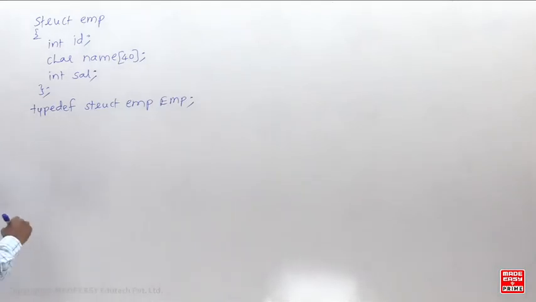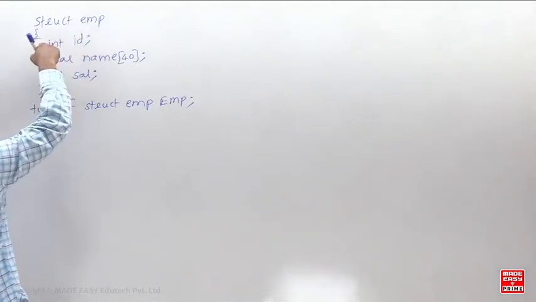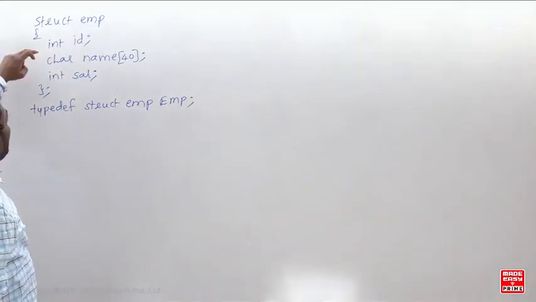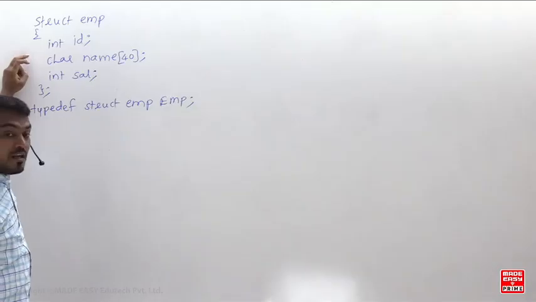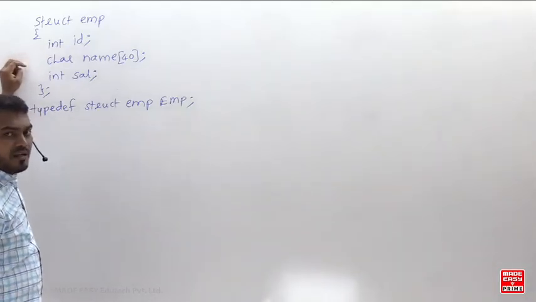Now understand, I'm repeating: struct is a keyword, EMP is the name of the structure, and these three are member variables. Terminology you should have clarity on: what should be called what.